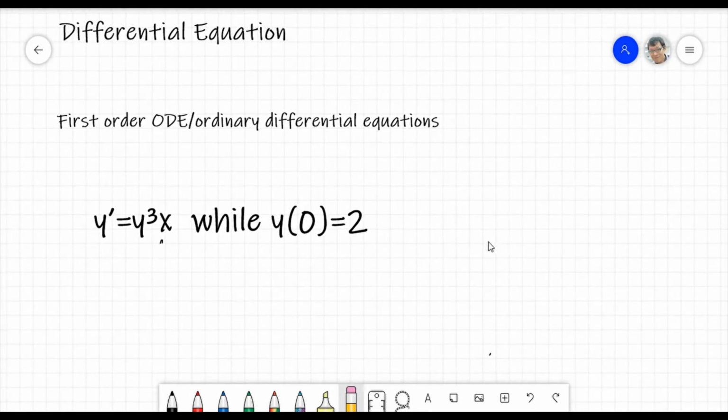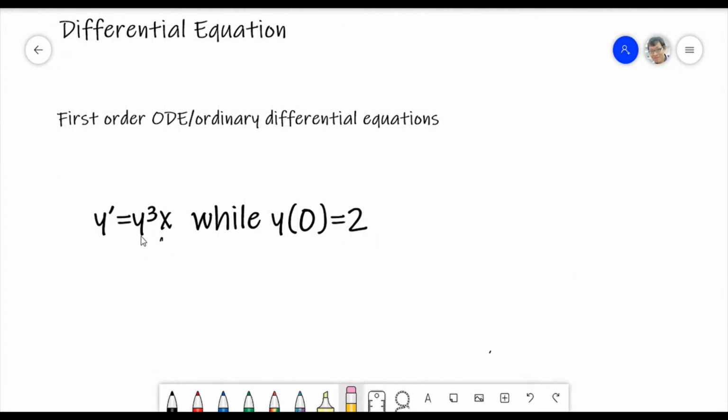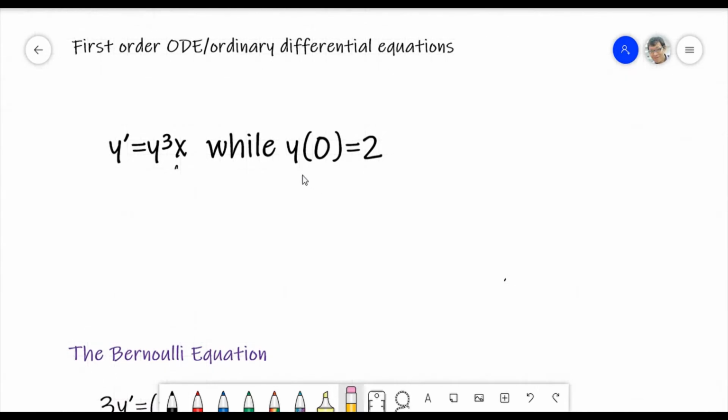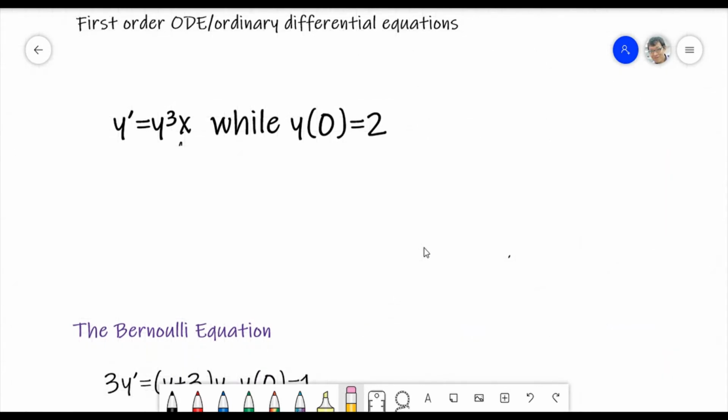So see this one. Y prime equals to y to the third power plus x, while y0 equals to 2. Why we provide that one? Later, you will see, because there will have a c, a constant will come, and this constant you need through this one, y0 equals to someone, to find that c. Okay, so what we're doing for this one, this is very simple, right?